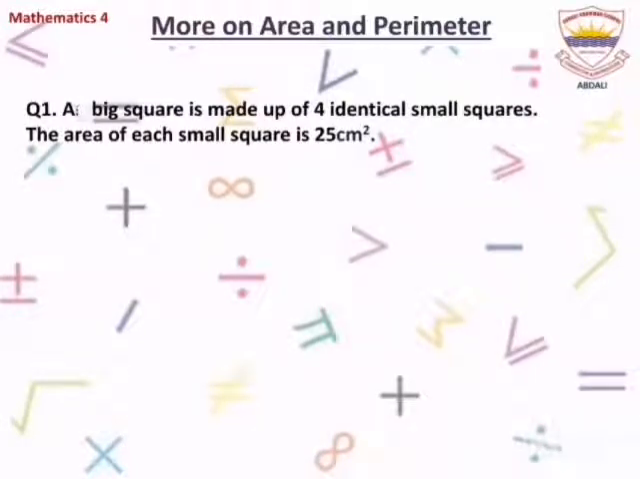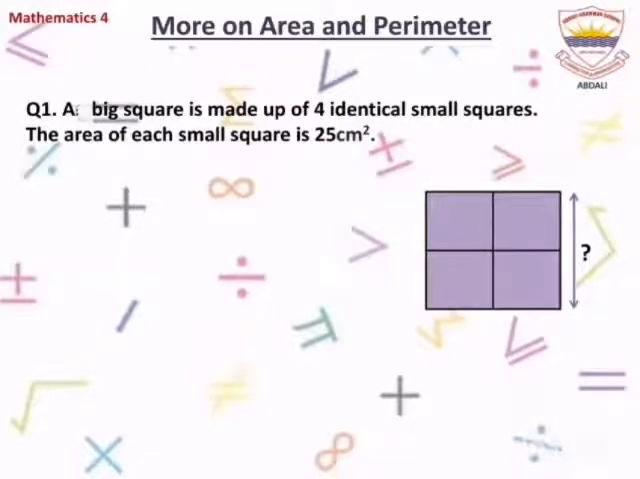Question number 1 is, a big square is made up of 4 identical small squares. The area of each small square is 25 centimeters square.